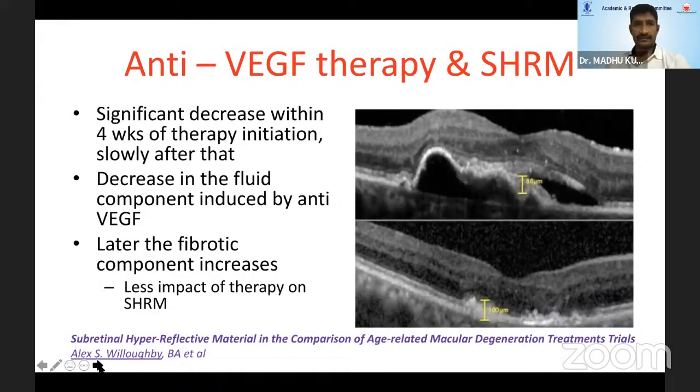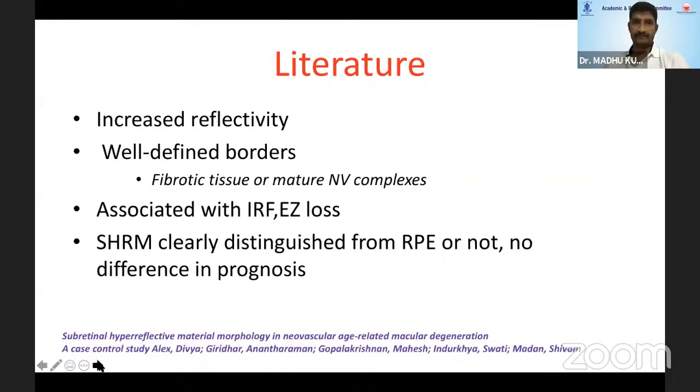Anti-VEGF therapy and SHRM: a significant decrease is seen within 4 weeks of therapy initiation, and it becomes slow after that. This is because the fluid component is dried up by the anti-VEGF. Later, it is the fibrotic component, which takes more time.